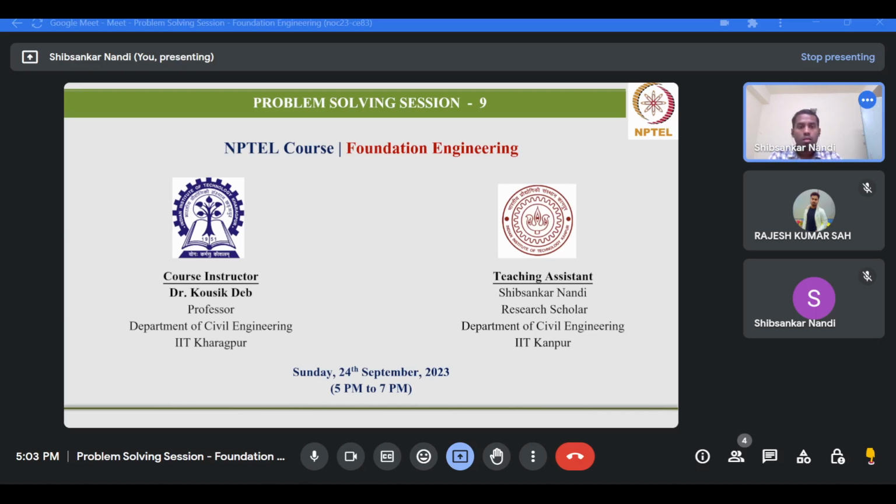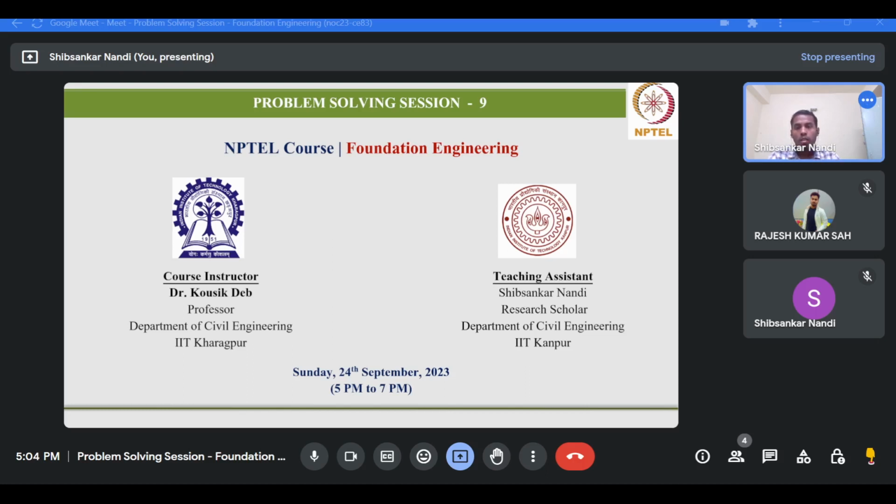In the last few weeks, we were solving a couple of problems regarding pile foundation. So, how to determine the safe load carrying capacity of a single pile, group piles, and the settlement of a group of piles for different types of soils, cohesionless soil, cohesive soil, and for different geometries of pile, that is pile with uniform shaft and underreamed piles.